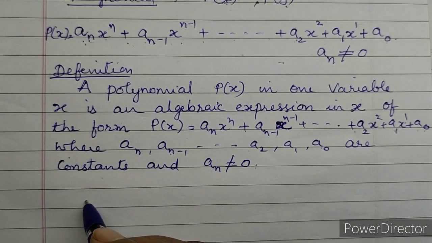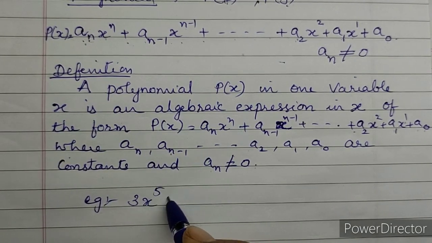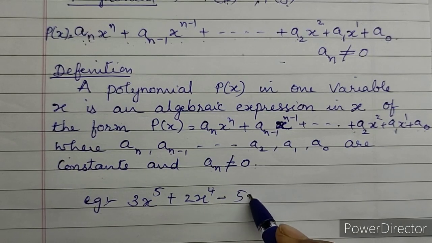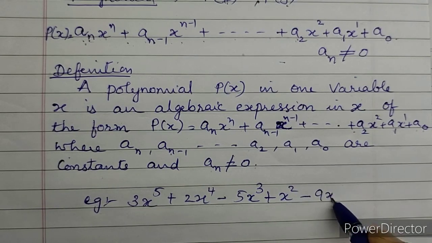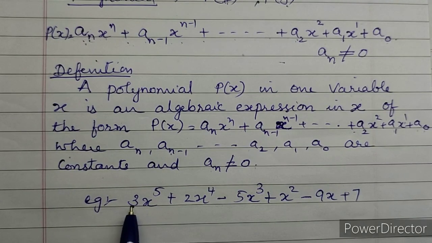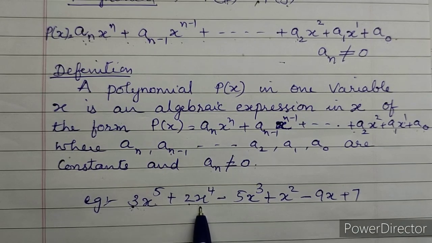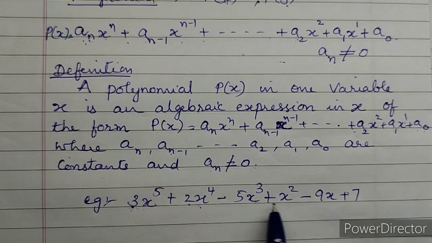Example: 3x to the power of 5 plus 2x to the power of 4 minus 5x cube plus x square minus 9x plus 7. See, this is a polynomial. See here, 3 is the coefficient of x to the power of 5, 2 is the coefficient of x to the power of 4, negative 5 is the coefficient of x cube, and for x square, no number means the coefficient is 1.